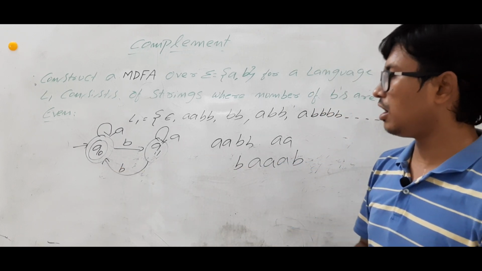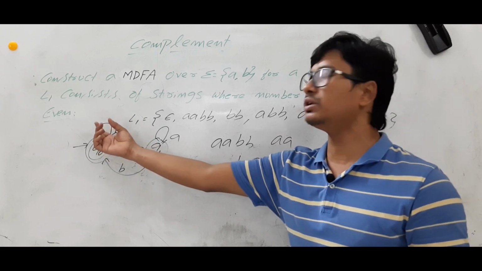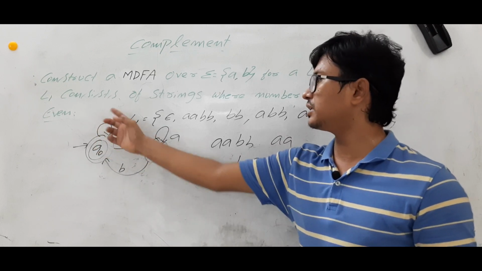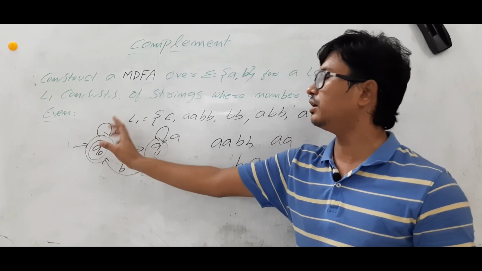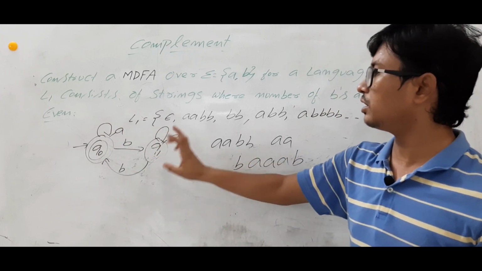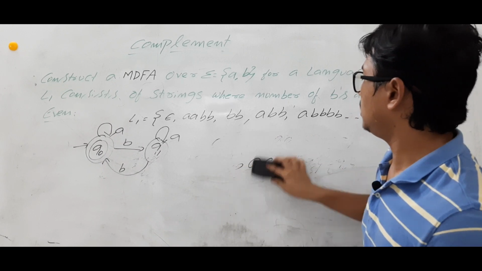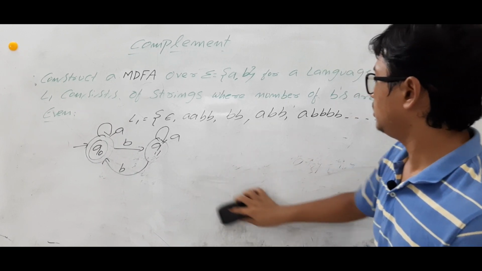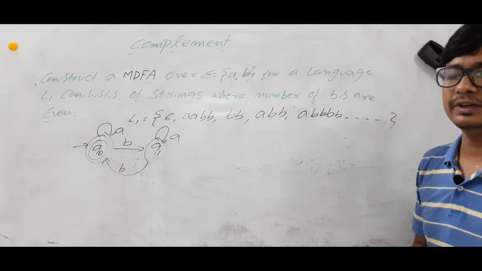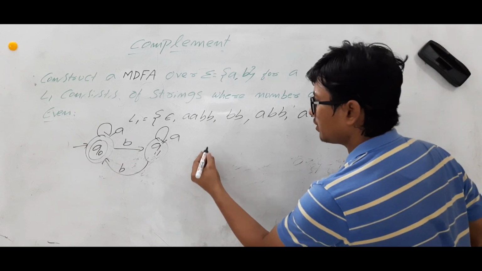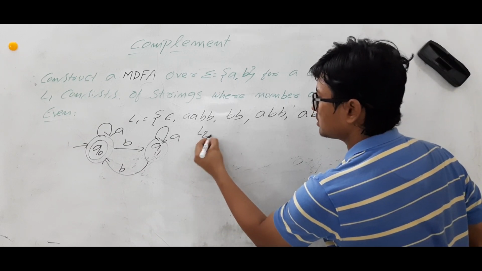So I can simply say that as there is no restriction on the number of A's, you can simply keep Q0 on A as a loop, and Q1 on A also as a loop. Now we will see the complement of L1. We will go for the strings which belong to L2.